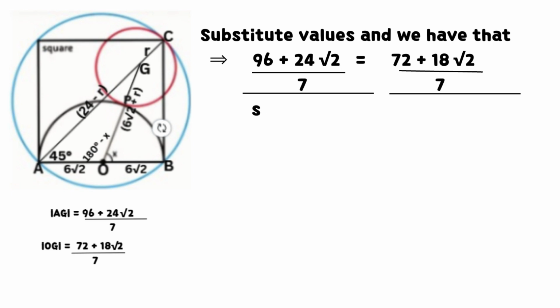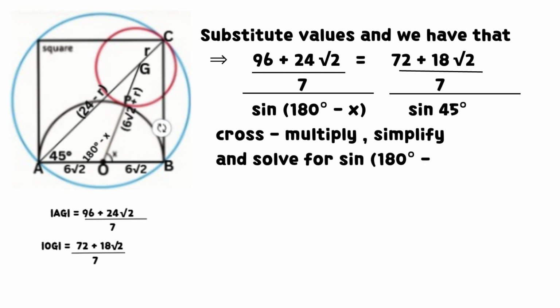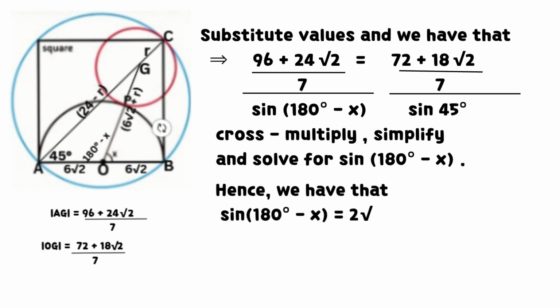By substituting values, we have the equation shown on the screen. Cross-multiply, simplify, and solve for sine 180 degrees minus x. Hence, we have that sine 180 degrees minus x equals 2 times the square root of 2 divided by 3.